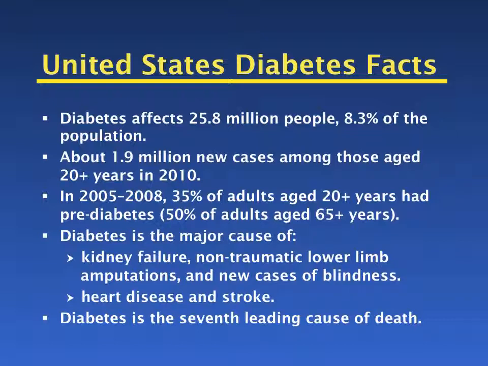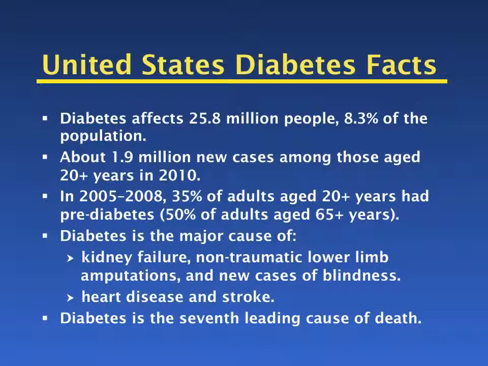In 2005 to 2008, based on fasting glucose or hemoglobin A1C levels, 35% of U.S. adults aged 20 years and older had pre-diabetes. Among adults aged 65 years or older, 50% had pre-diabetes. And applying this percentage to the entire U.S. population in 2010 yields an estimated 79 million American adults aged 20 years or older with pre-diabetes.